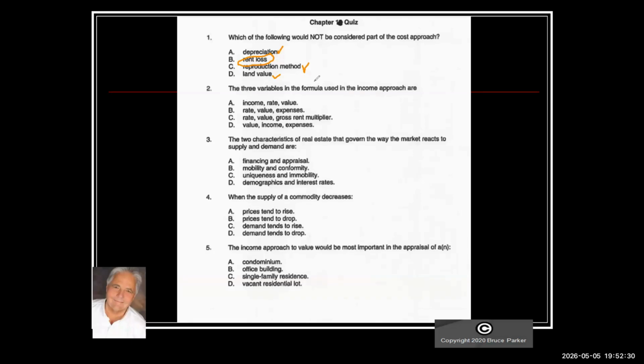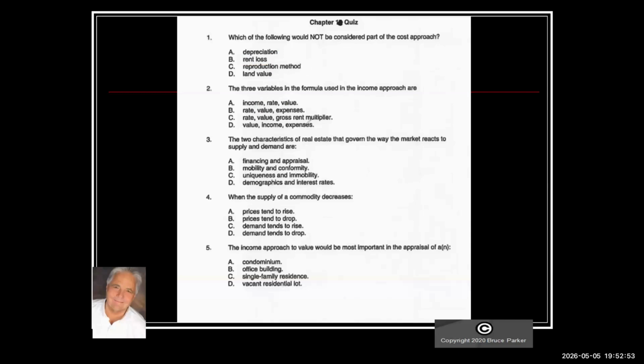Number two, the three variables in the formula used in the income approach. Value is equal to NOI divided by cap rate. So value is equal to income divided by cap rate. So it's A. NOI is income divided by cap rate gives us our value.